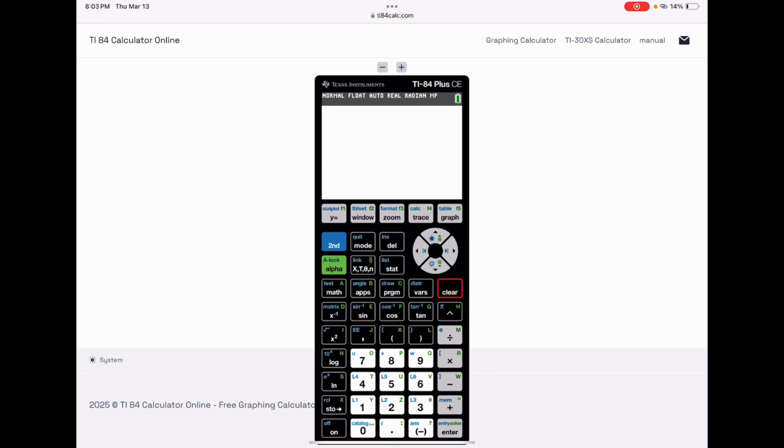So step 1, I'm going to solve a chi-squared test. This will be true no matter if I'm doing one for independence or one for homogeneity. I'm going to start by going second, and I'm going to do matrix, which is x to the negative 1. I'm then going to go over to edit, and matrix A is going to be my matrix. I'm going to do a 4 by 3 matrix. So I click 4, enter, 3, enter.